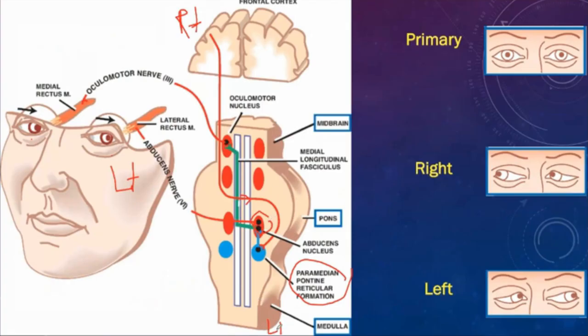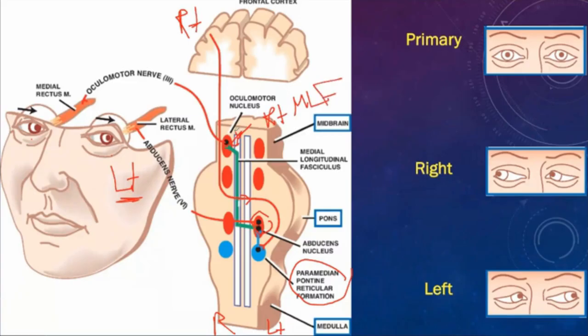So this is the left and this is the right. The left abducent nucleus will stimulate the left lateral rectus, causing the left eye to look to the left. And then the parapontine reticular formation will send the impulses through the sixth nerve that will cross to the other side to ascend in a tract. This tract is called the right medial longitudinal fasciculus.